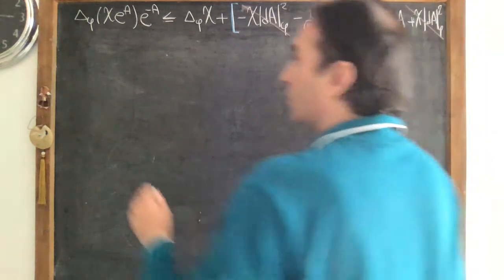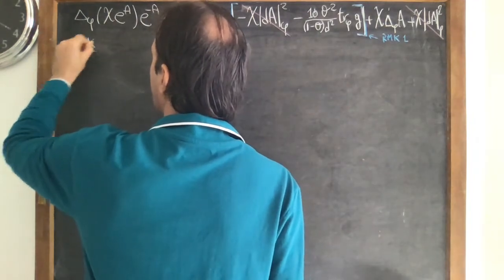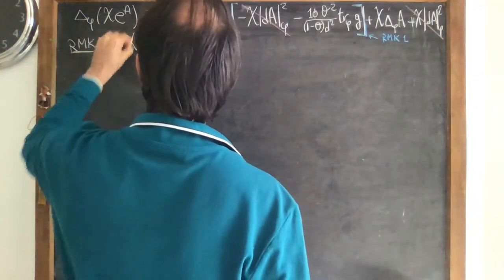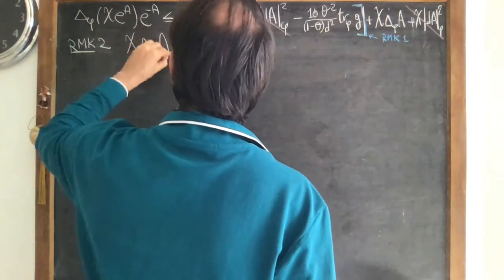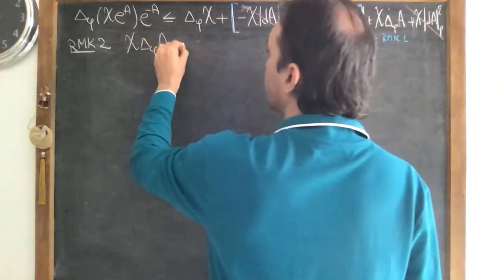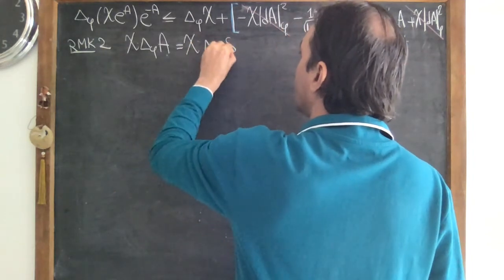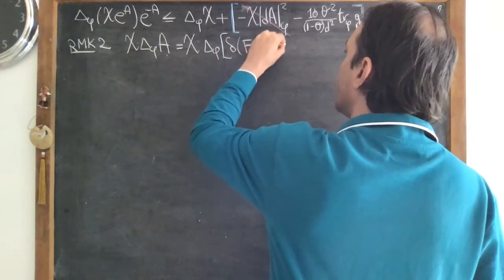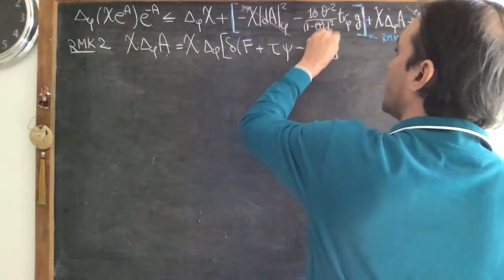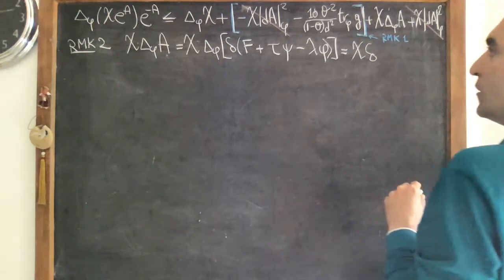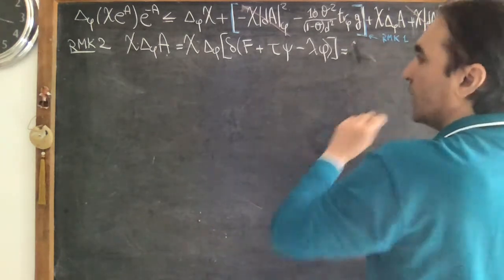Now we move forward to the second remark, and the term involved in the second remark is this term. So we want to estimate K times the Laplacian according to omega phi of capital A. We remember that capital A is the constant delta times capital F plus tau psi minus lambda phi. And so we can write K and move the constant in front of the Laplacian operator.